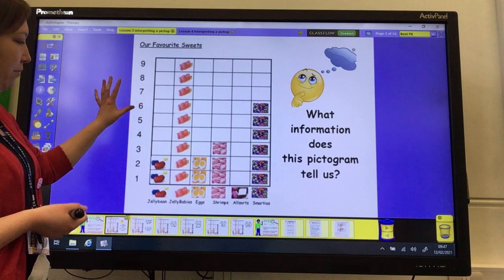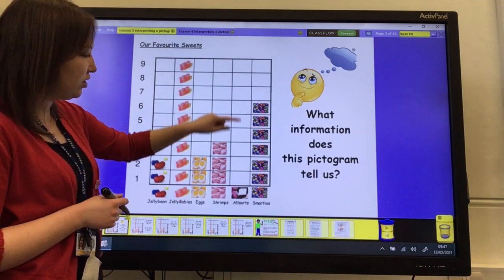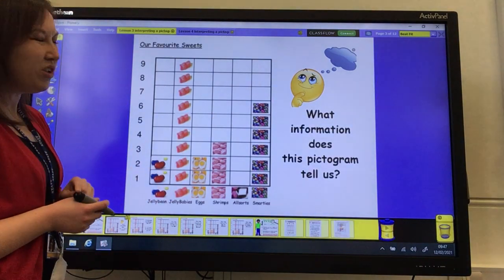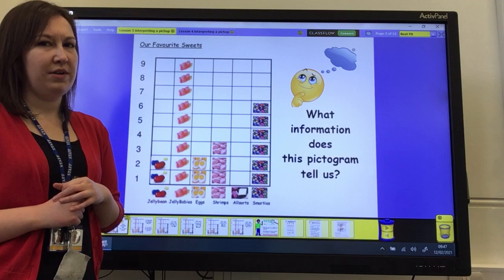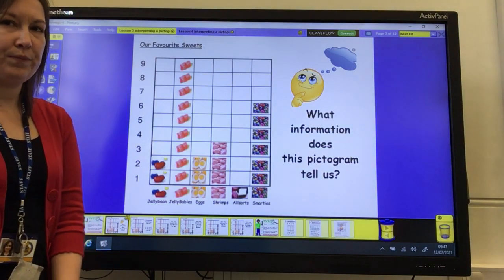So, we've got another pictogram here. It's very bright and colourful today. We've got different pictures in each box. Notice each picture is the same size. What information does this pictogram tell us? So pause the video and figure out what it is telling us.